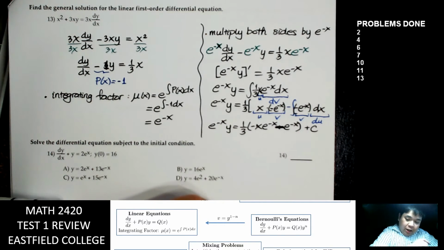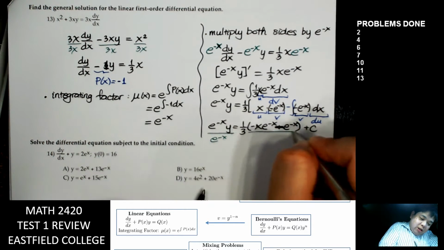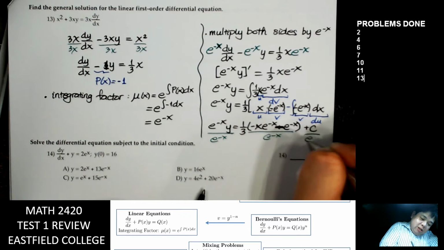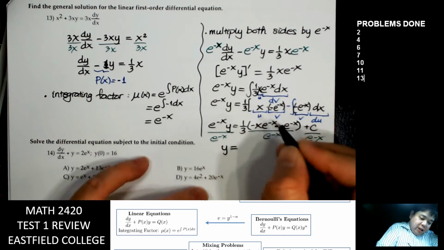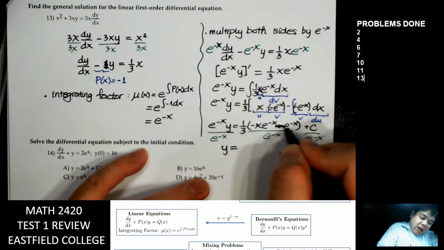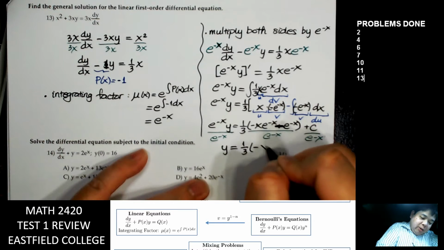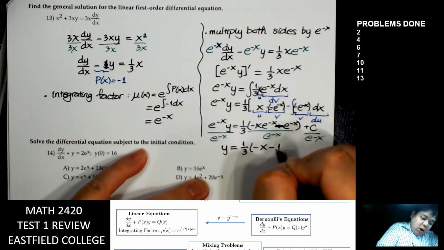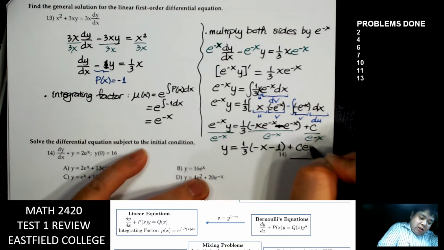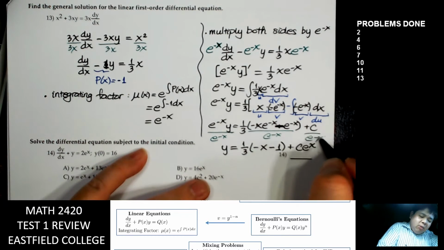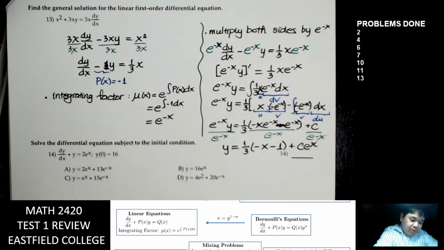Right. And then we divide by e to the negative x on both sides. And then we just have y, and e to the negative x will cancel with the e to the negative x inside, so we have 1/3 negative x minus 1 plus c, divided by e to the positive x. Move this to the top, it will turn to positive.